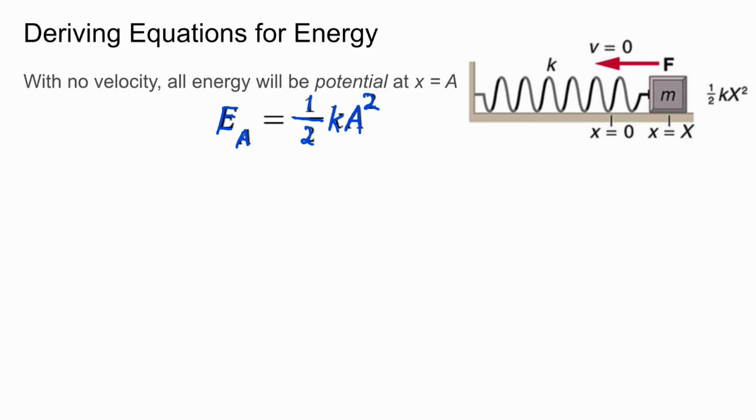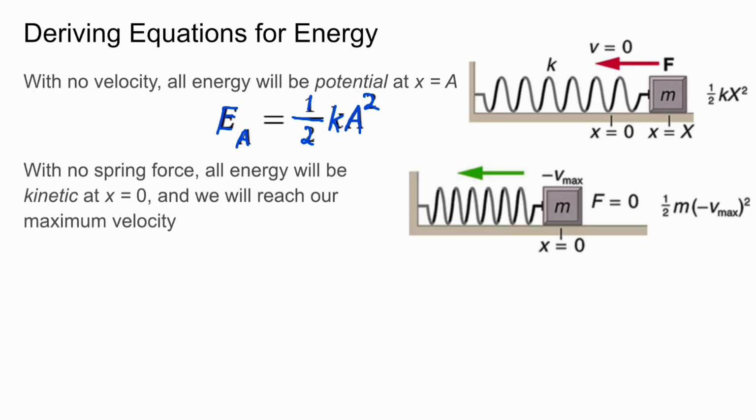Good. So that'll be all of our energy at position A or position negative A, our points of maximum displacement. And when we move through our equilibrium positions, at x equals 0, we're going to have our maximum velocity. Since all of our energy is kinetic energy at that point, our energy at equilibrium, E sub eq, equals 1/2 times m times our maximum velocity squared.